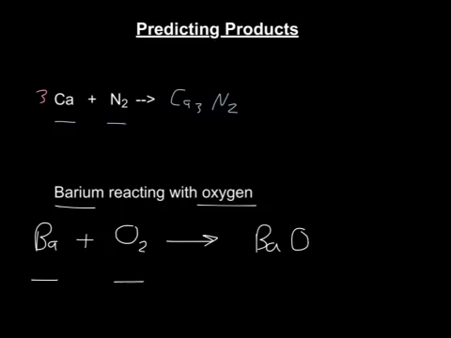But now we need to balance our equation. We look at it and we've got 1 barium on the reactant side, 1 barium on the product side. That's good. But we have 2 oxygens on the reactant side and 1 oxygen on the product side. So we would need more oxygens on the product side. If I put a 2 in front of this, 2 oxygens on the product side and 2 oxygens on the reactant side. So now it's balanced. 1 atom of barium reacts with 1 molecule of oxygen to form 2 units of BaO.